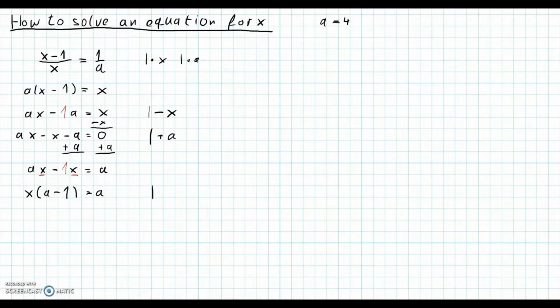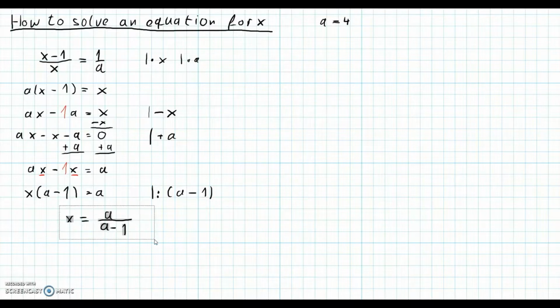Okay, and last but not least, we get rid of all this bracket stuff here and divide by a minus 1, recreating a fraction, I'm afraid, but that's the price of math. Okay, there. I now solved an equation for x. And I came out with an equation. And that's math for you.